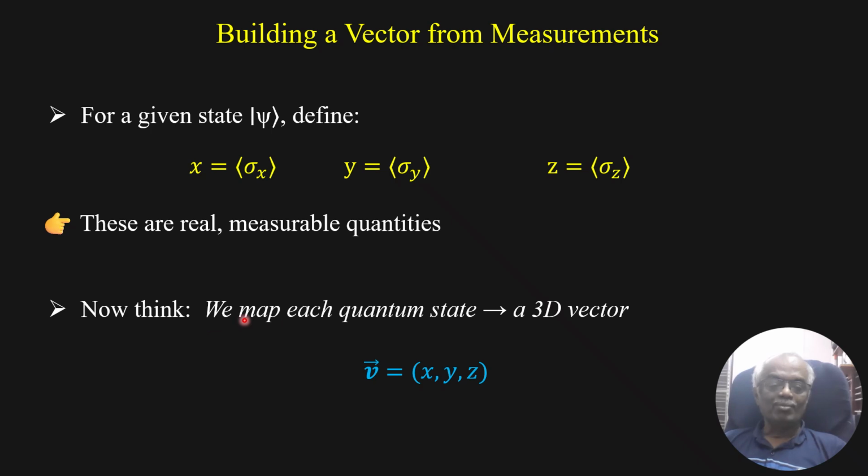Now think we map each quantum state to a 3D vector. In the previous class, we have seen alpha and beta are a two-dimensional vector space. Here we are going to see 3D vectors. The three-dimensional vector V is equal to x, y, z. This is related to direction x, y, and z.